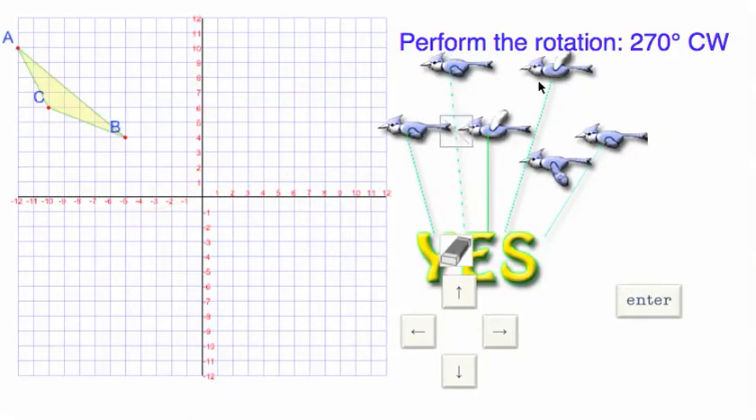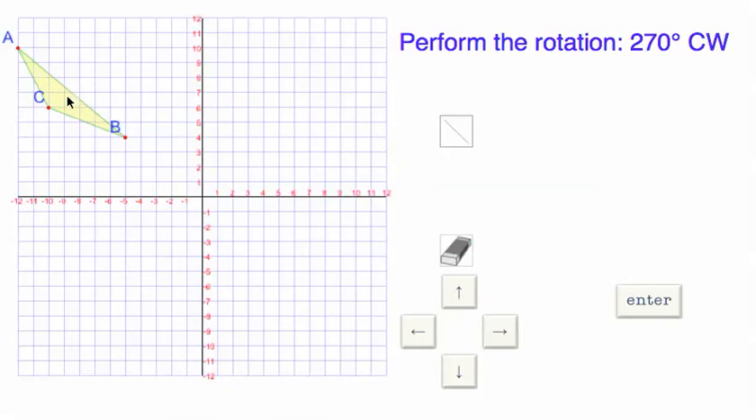Okay? All right, 270 clockwise is 90 counterclockwise. Counterclockwise is against the movement of the clock, so I'm going to end up down here. So all my points are going to end up in quadrant 3. My A, which is negative 12, 10, or 12, 10 this way if I ignore the signs, is going to end up down here at 10, 12. So 10, 12. The B, which is at 5, 4 up here, is going to end up down here at 4, 5. Okay, and the C, which is at 10, 6, is going to end up down here at 6, 10.